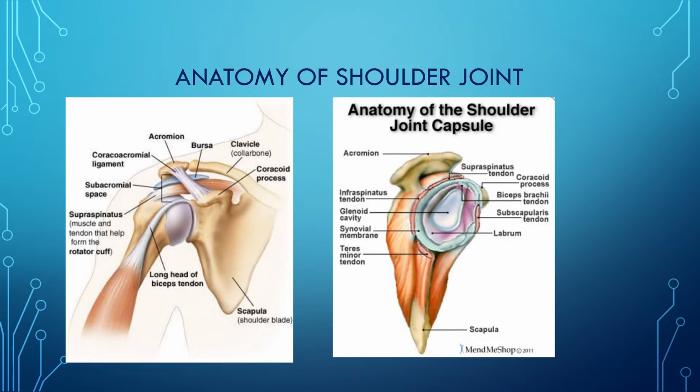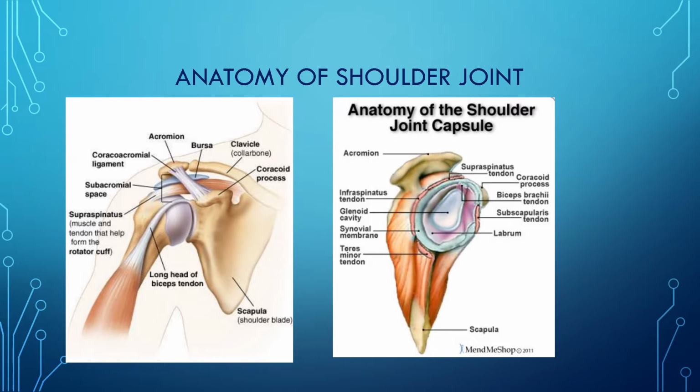Now I've got a side view of the shoulder joint capsule. Here you can see again the supraspinatus tendon that sits below the acromion and bursa. You've got the synovial membrane, and because it's a synovial joint, that makes it more prone to arthritis, as we mentioned earlier.